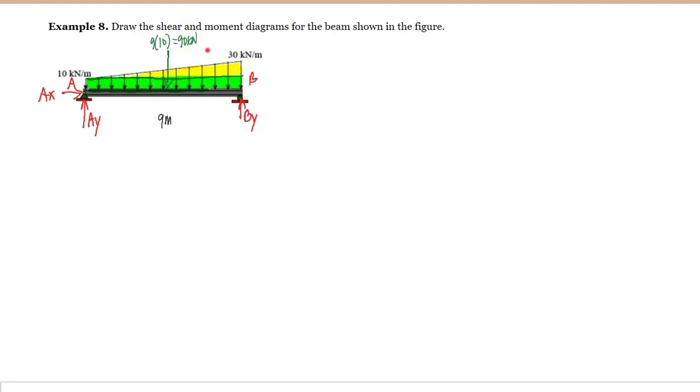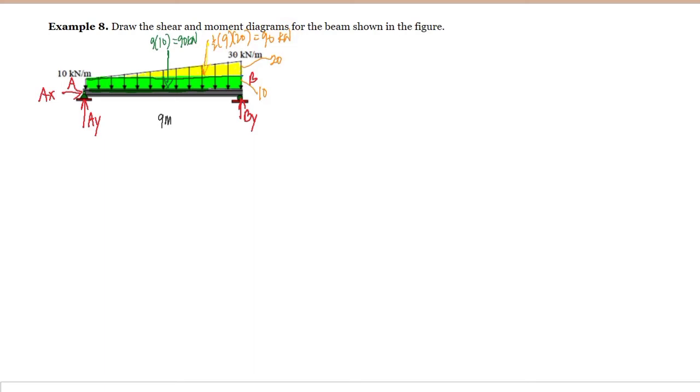For the resultant of the uniformly varying load here, this is the area of the triangle. If this part is 10 and this is 30, meaning the triangle is 20. So we have here 1/2, the base is 9, and the height is 20. And this is also equal to 90 kilonewton.